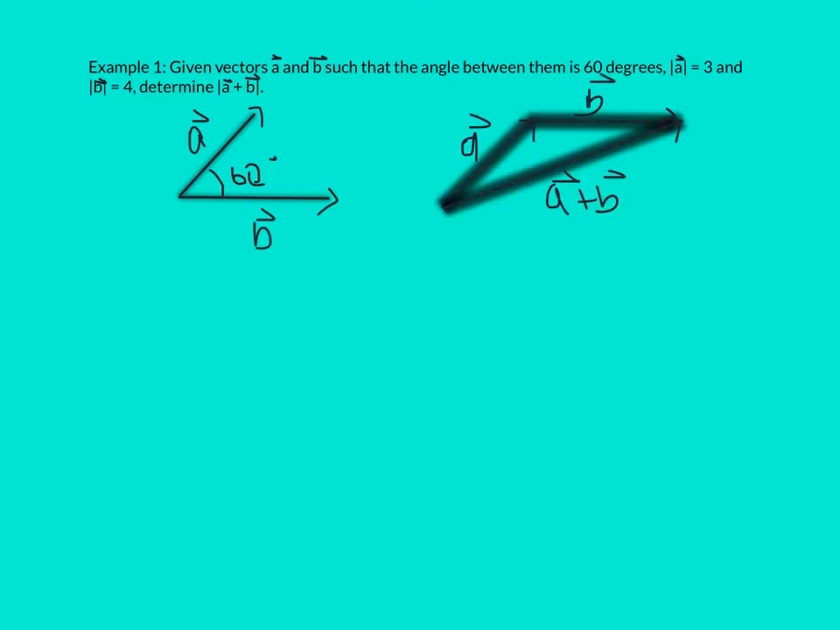Okay, so here we have our triangle diagram. We got A plus B, where I've literally moved the tail of B to the head of the vector A. And we have our resultant vector A plus B. And because we know they form the angle 60 degrees, when we form the triangle, the obtuse angle here has to be 120 degrees. So that's this angle here.